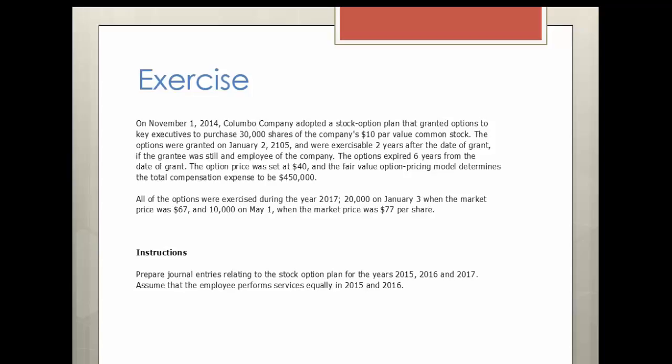Okay, let's look at this exercise here. We'll see how many more exercises we got. I think we have more exercises than time allotted, but that's okay. On November 1st, 2014, Colombo Company adopted a stock option plan that granted options to key executives to purchase 30,000 shares of the company's $10 par value common stock. Options were granted on January 2nd, 2015, and were exercisable 2 years after that date. The grantee was still an employee of the company. The options expired 6 years from the date of grant.